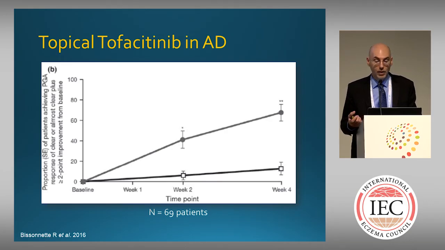Topical tofacitinib is another example, a study we conducted in 69 patients randomized to vehicle or active tofacitinib, very clear efficacy at week 4, very easy to see the difference.